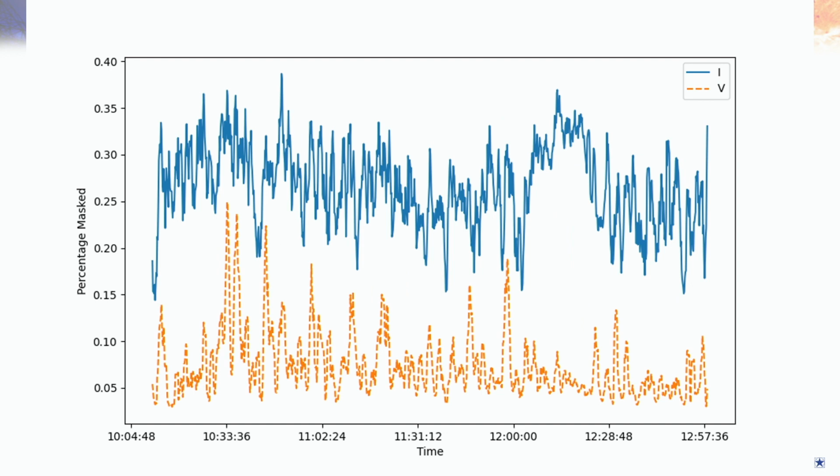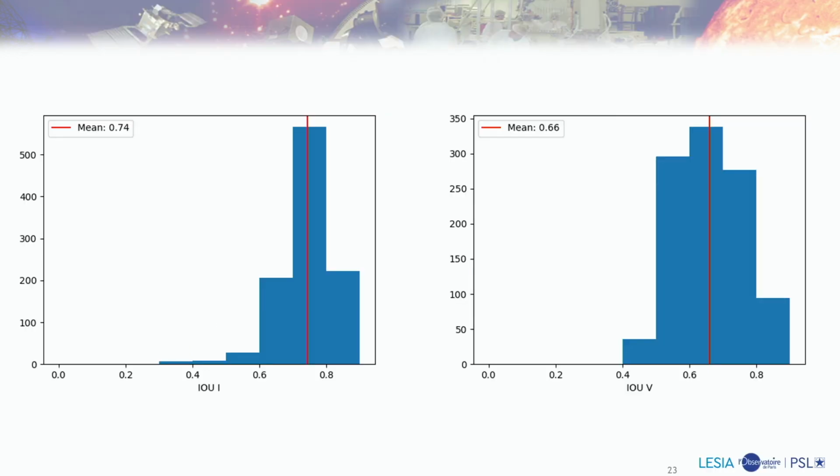Maybe this can be used for actually making decisions on what we want to do with the data once we have it working. Here's some means, a nice histogram of the IOU. So better than not, but not perfect. And again, for the Stokes V parameter, slightly worse than Stokes I, but still more better than not, which is the right direction.